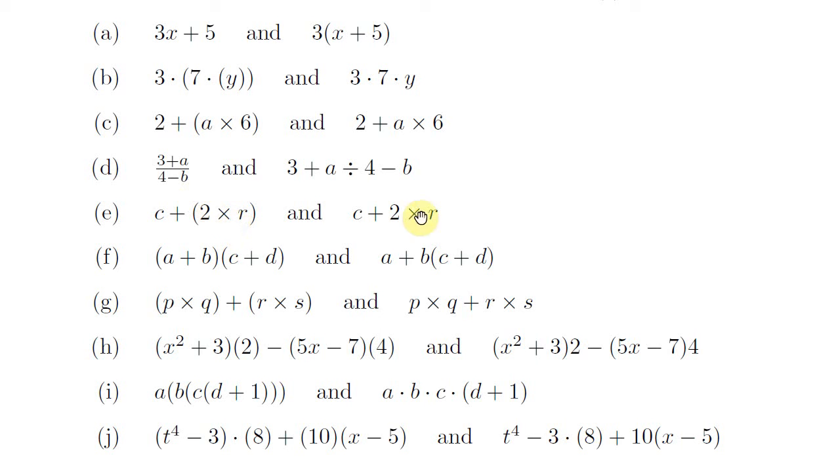Part E, these expressions are equal. They are equivalent expressions because the parentheses are around the multiplication, so the multiplication happens before the addition does. In part F, you might again be tempted to think about things like the distributive property. Please don't think about here B distributes to C and D, but here you don't have that, because in a sense you kind of do.